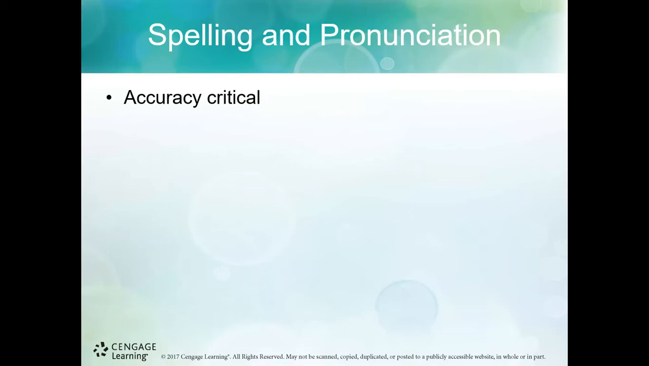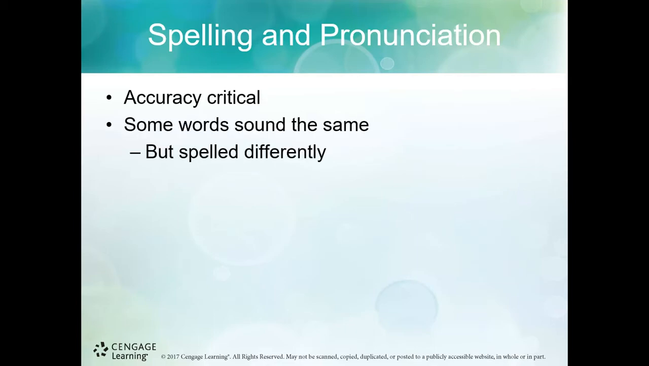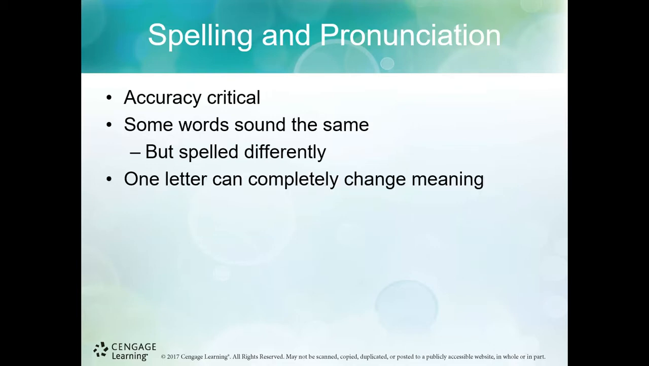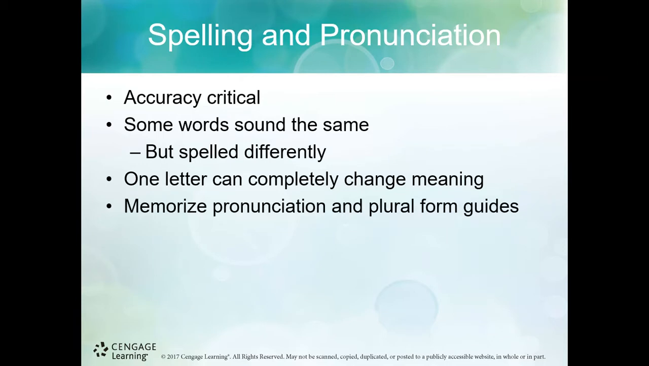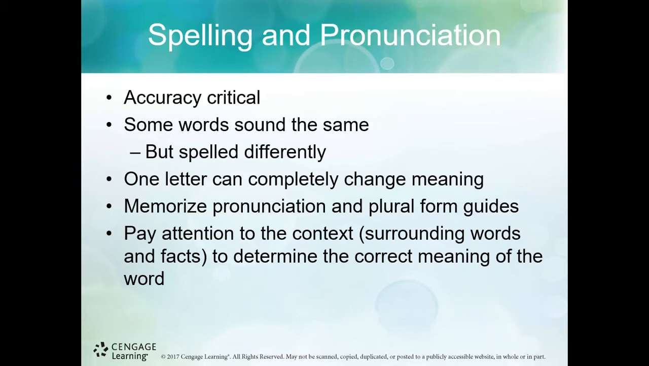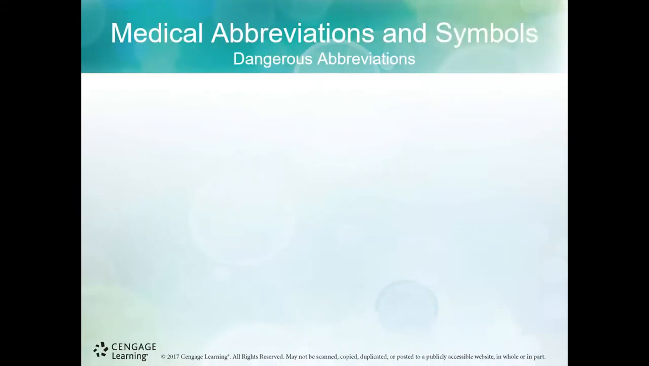Spelling and pronunciation is very important. Accuracy is critical because there are words that may sound the same but are spelled differently, that have one letter that is different. So you need to memorize pronunciation and plural form guides, and also pay attention to the context or the surrounding words to make sure you're determining the correct meaning of the word.